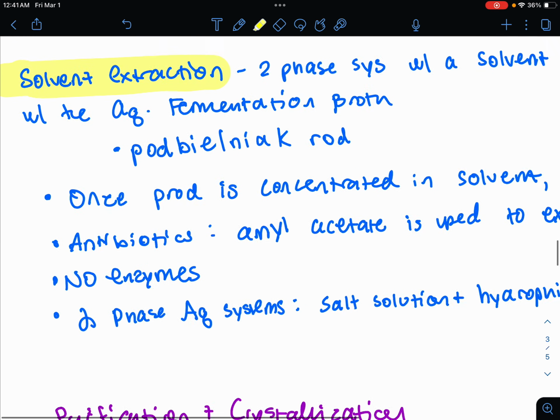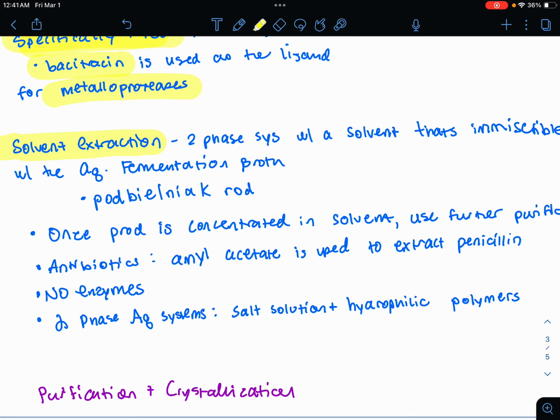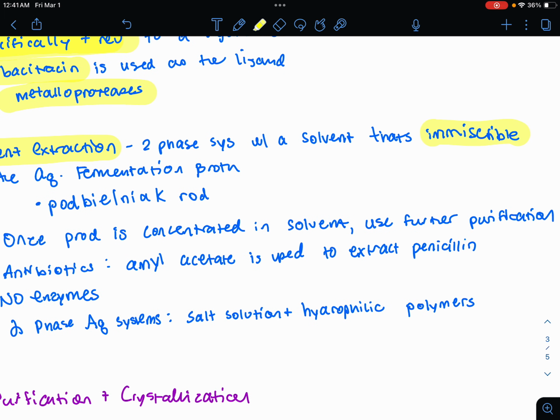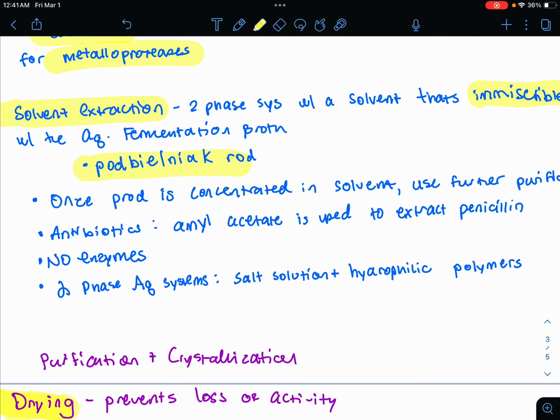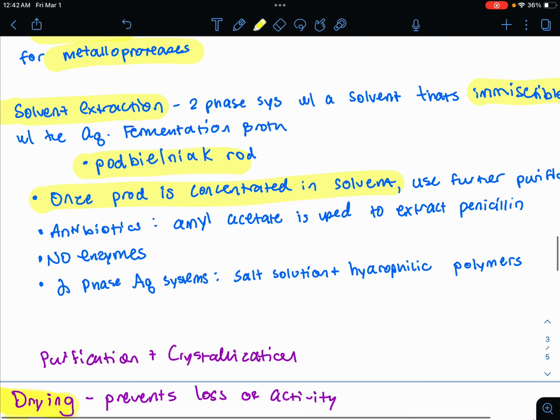Another method, we have a ton of these methods, don't we? Solvent extraction. This is the two-phase system that is using a solvent that's immiscible, I don't know how to say that, with the aqueous fermentation broth. So you're going to be using something like the Podbielniak separator, or pod, I don't know how. Okay, once the product is concentrated in the solvent, so you're gonna basically use another liquid to kind of like hold on to your product, and then you're gonna purify it further.